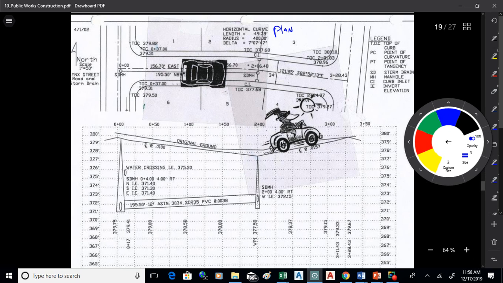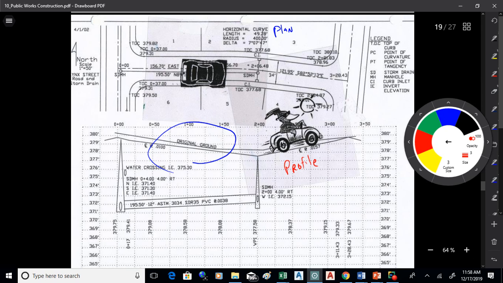And then down below, we make a cut through the ground that shows how that road slopes. So that shows the surface up here, the original ground up there, but it also shows what's happening underground too. Okay, so that's called the profile view. So together these are called plan and profile.